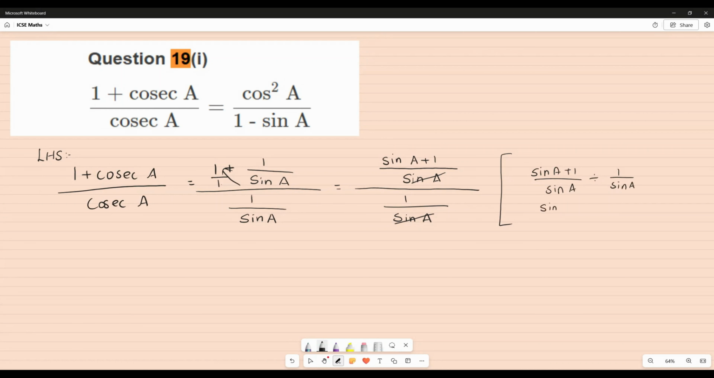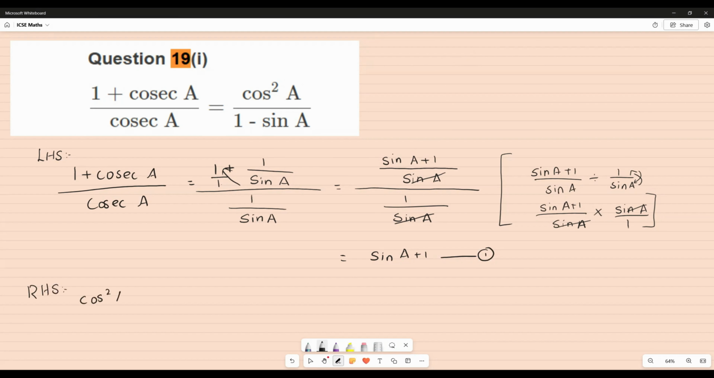So, KFC for fraction division: keep the first fraction as it is, change the division into multiplication, and reciprocate the second fraction. The denominator goes to the numerator and the numerator comes to the denominator. Denominators that are the same, you can strike out. So the remaining is sin A plus 1. We keep it as 1 because on the right hand side we cannot simplify further, so we have to prove LHS and RHS separately.